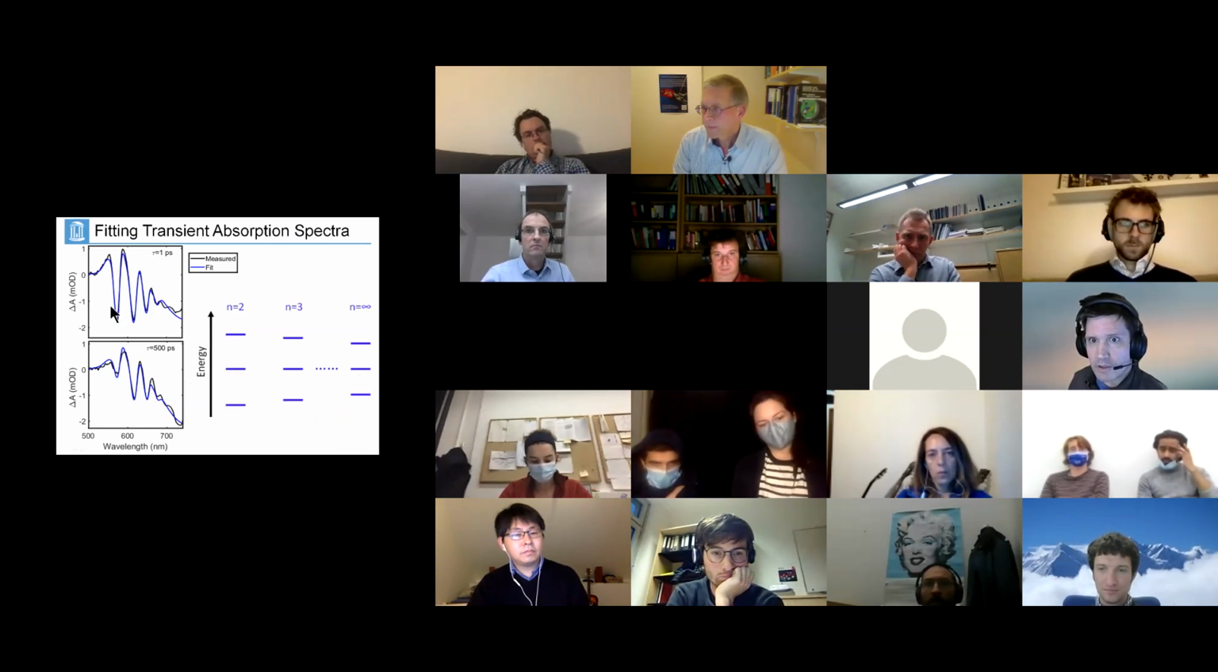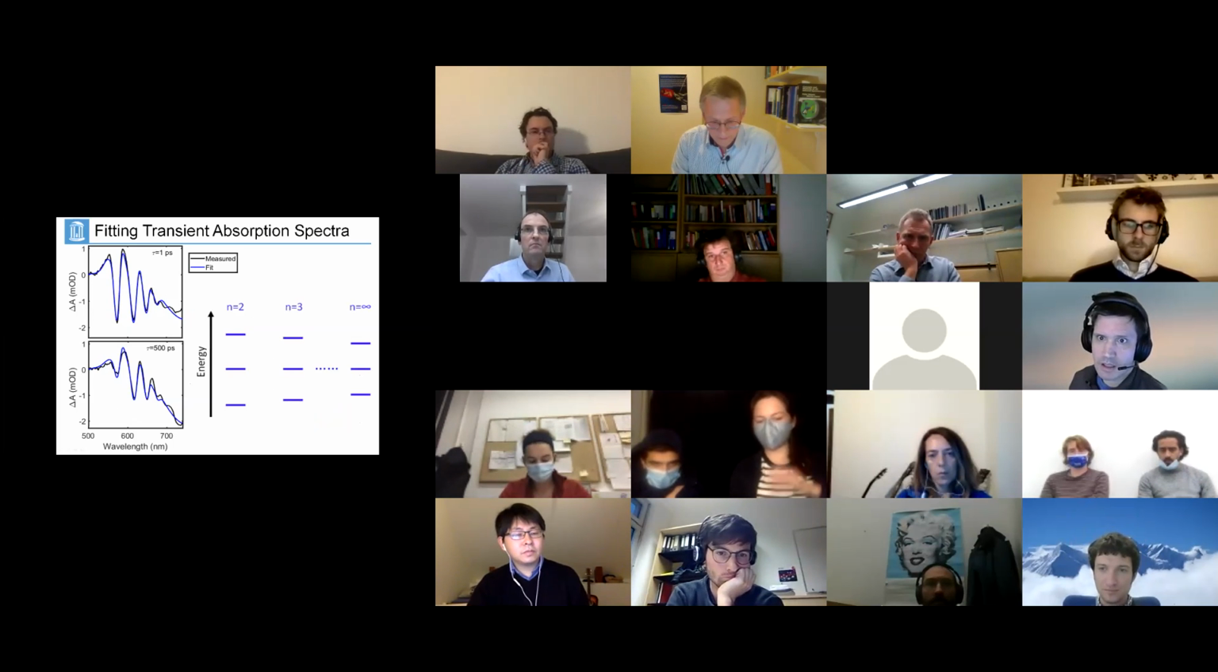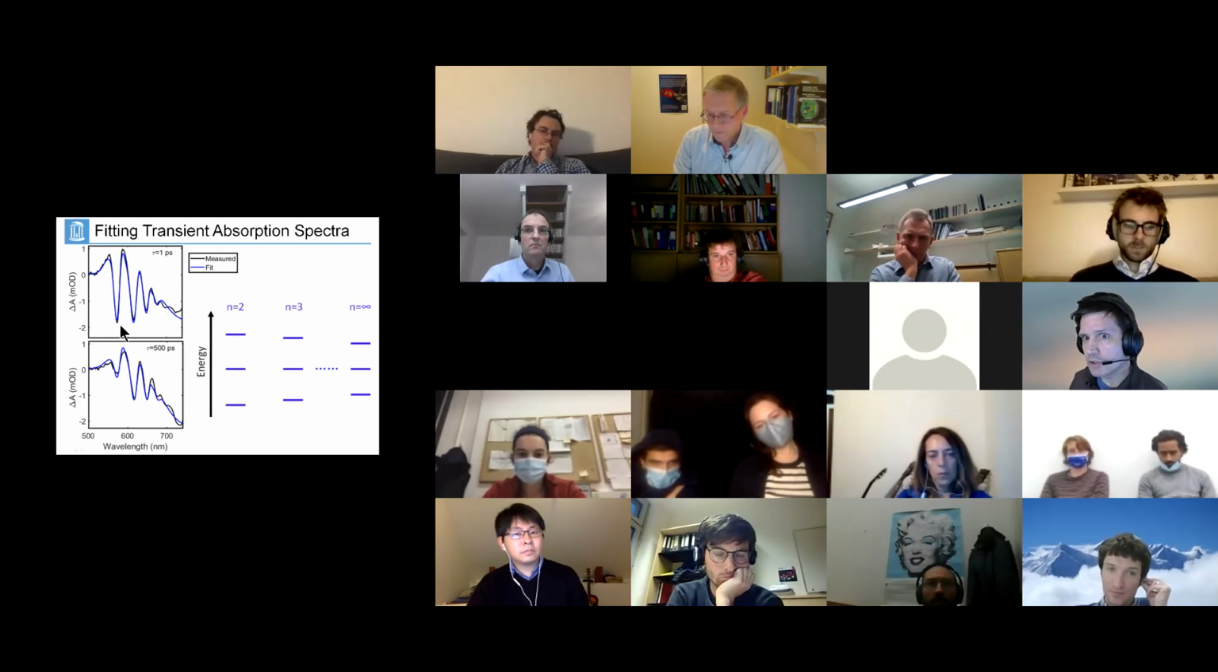So these are transient absorbance spectra acquired at 2 different times, at 1 and 500 picoseconds. And even without fitting, you can see the difference here. The intensity is shifting to the red. That's a signature of energy transfer.